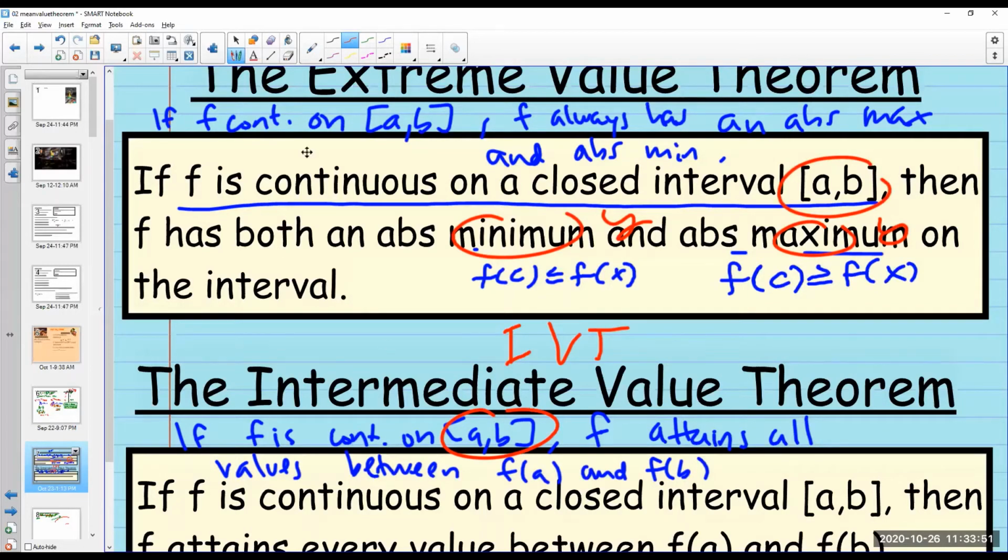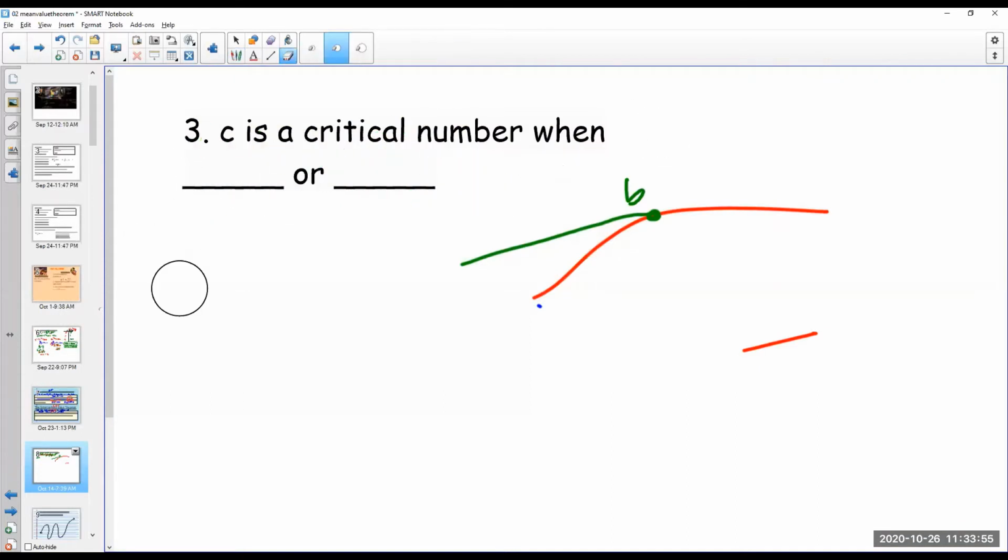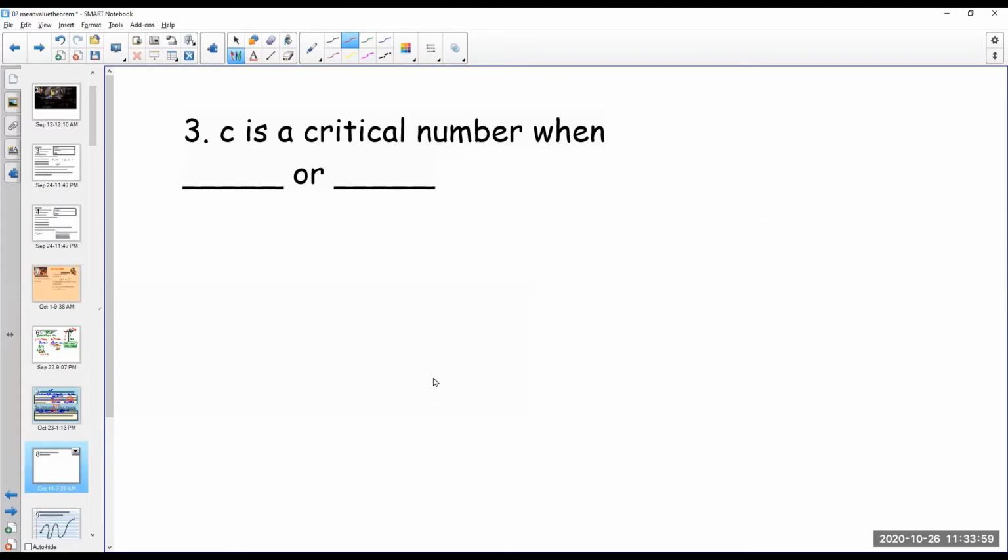Oh, let's just do one more definition. Can you guys fill in the blank? What goes in this blank? C is a critical number when two things happen. What do you have to do to get critical numbers? You set your derivative equal to what? 0 or, okay, D and E. Guys, you need to be able to fill those blanks in. That's what the definition of a critical point is.